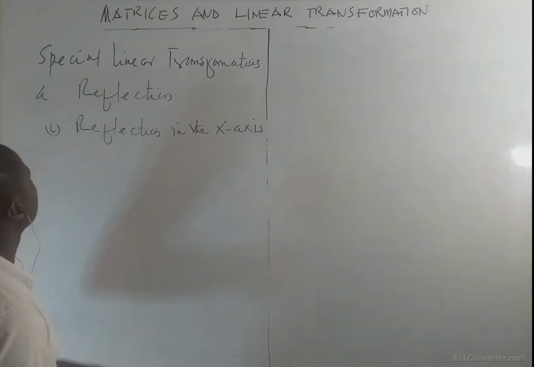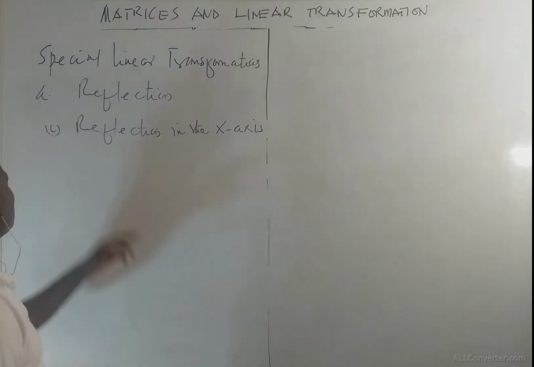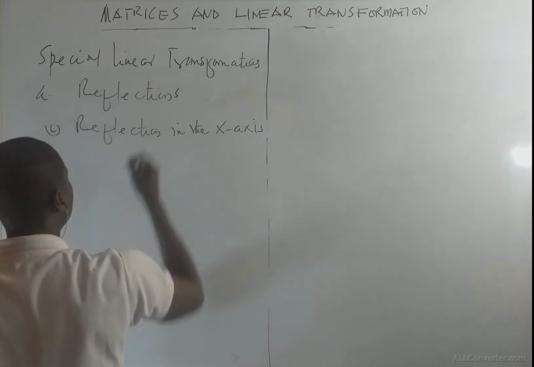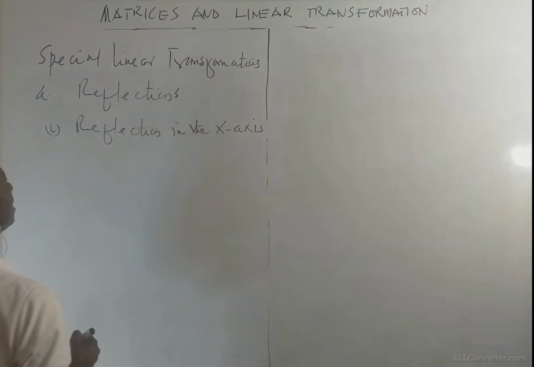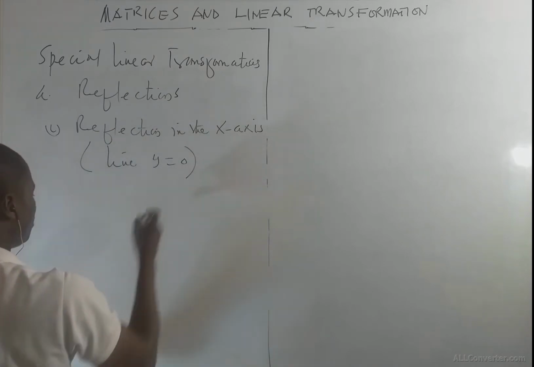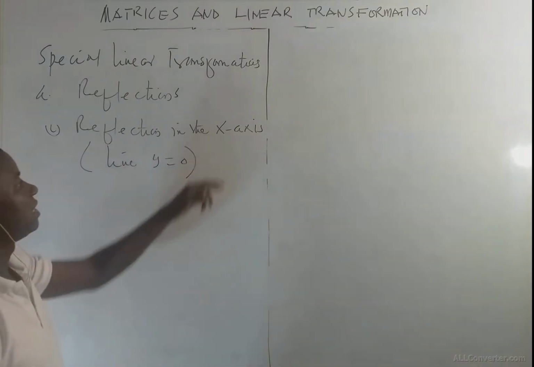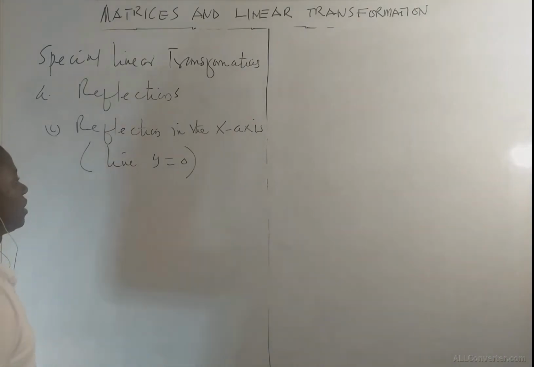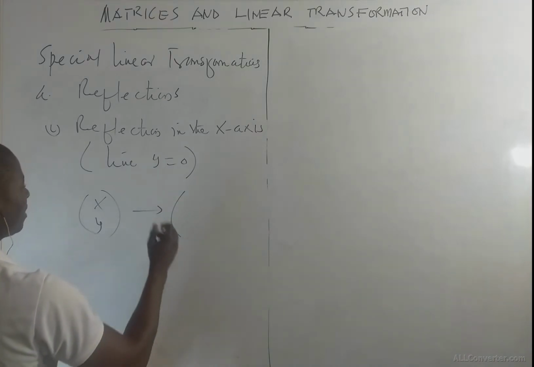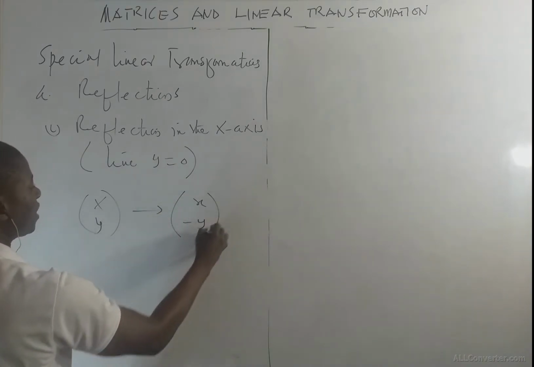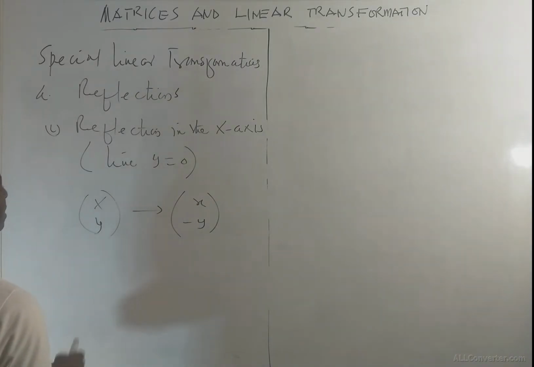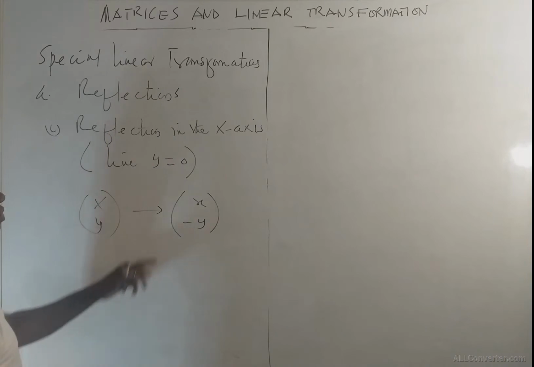Now we are looking at some special linear transformations, and we are considering reflections. We have reflection in the x-axis or reflection in the line y equals 0. So we can either say reflection in the x-axis or reflection in the line y equals 0. And now this is the mapping. We have xy maps to x, minus y. So reflection in the x-axis can also be written as the mapping xy maps to x, minus y.